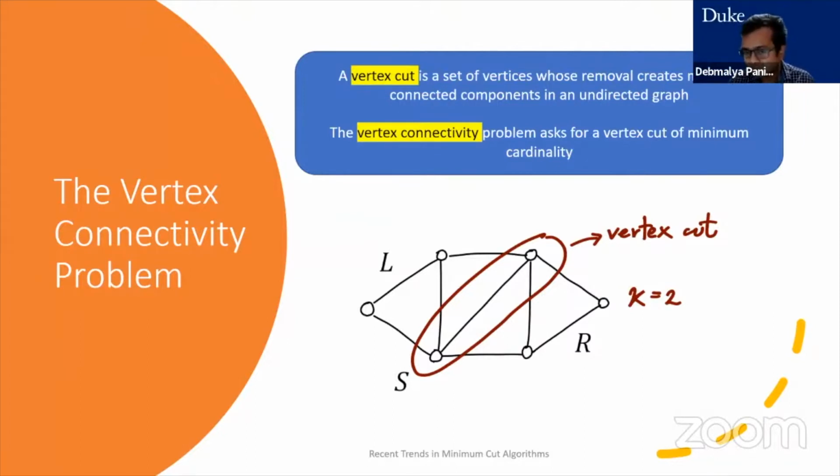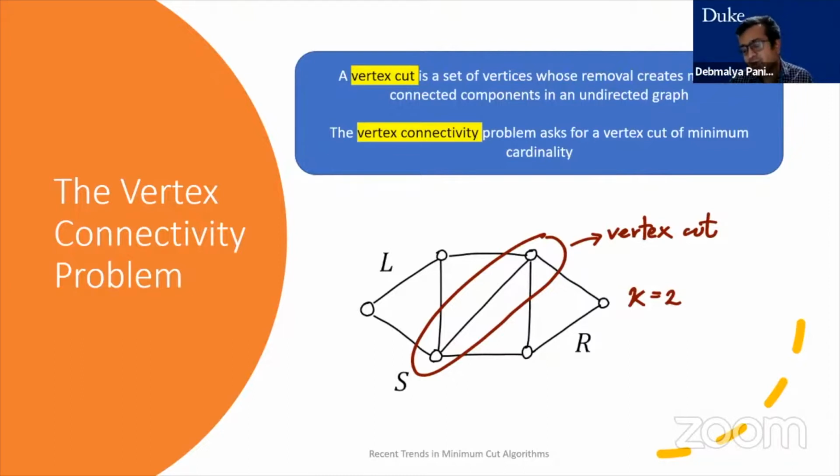And the vertex connectivity of a graph is the smallest vertex cut in the graph. Okay, so it's the smallest collection of vertices whose removal disconnects the graph into two isolated components. So the vertex connectivity problem asks you to find a minimum vertex cut, a vertex cut of minimum cardinality. As an example, here I have a vertex cut of size 2, and this happens to be the minimum vertex cut of this particular graph. We typically denote the size of this minimum vertex cut by the letter k, sometimes by kappa.